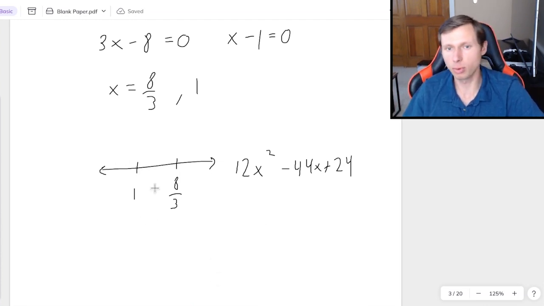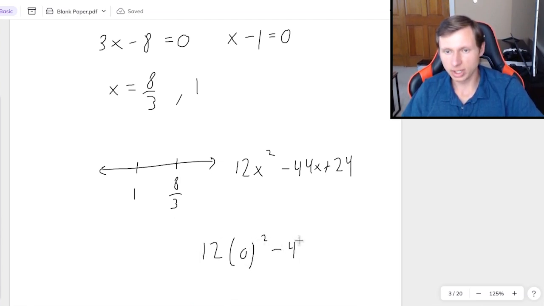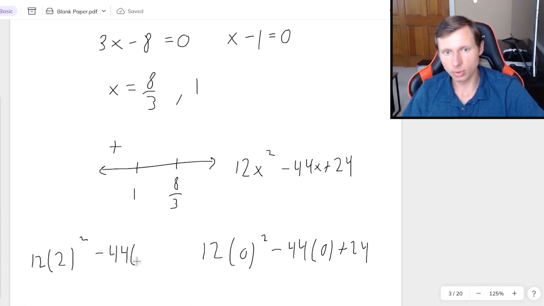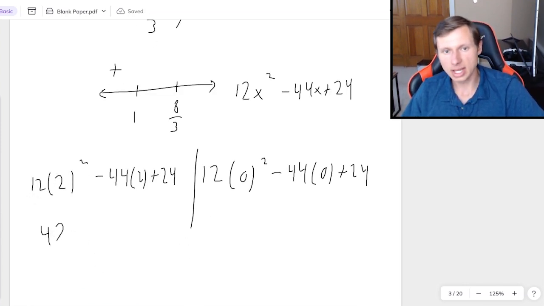And so now I just have to plug in points in each of my 3 regions. I'll plug in 0 first, even though technically 0 doesn't work because we can't let x equal 0. I can still plug it in to test the critical points and first derivative test. So when I plug in 0 for x, it's really easy. I'm just going to get 24, which is a positive number. Now I'll test 2, which is in between these two. 12 times 2 squared minus 44 times 2 plus 24. That's going to be 12 times 4, 48, minus 44 times 2, 88, plus 24. That's going to end up being a negative number.